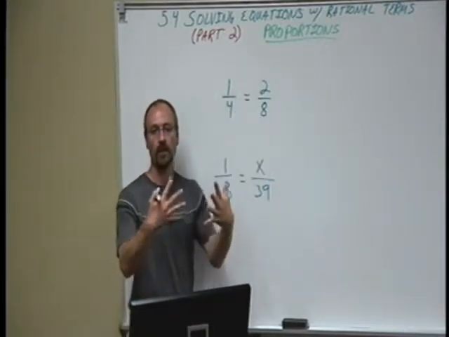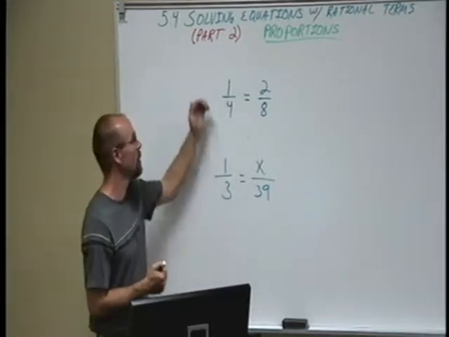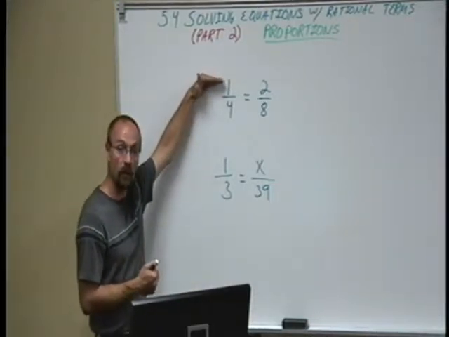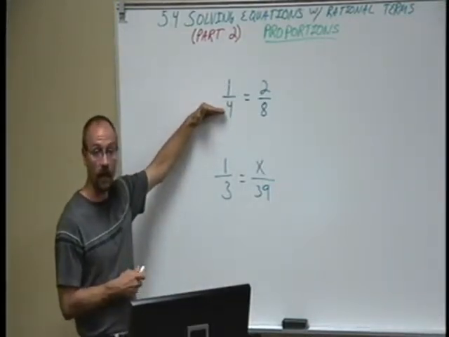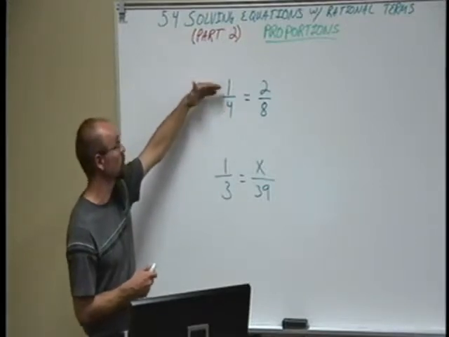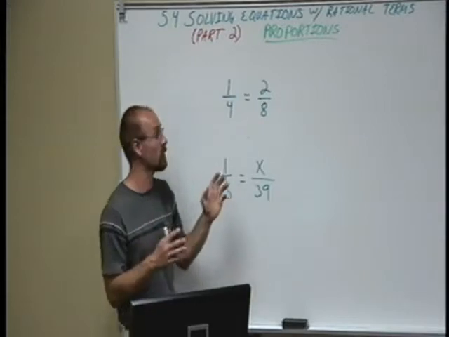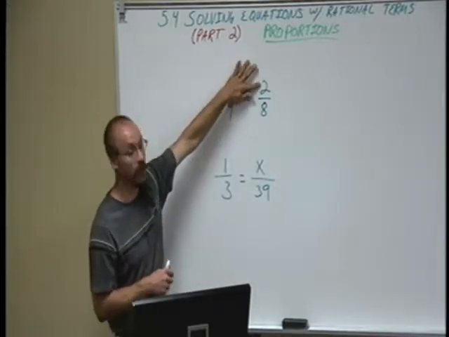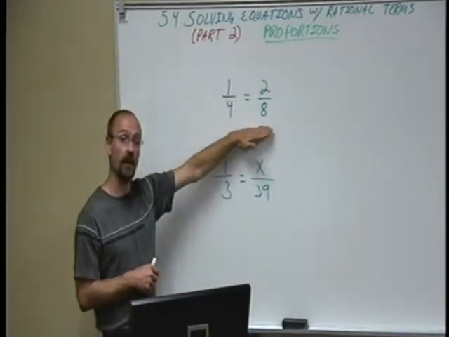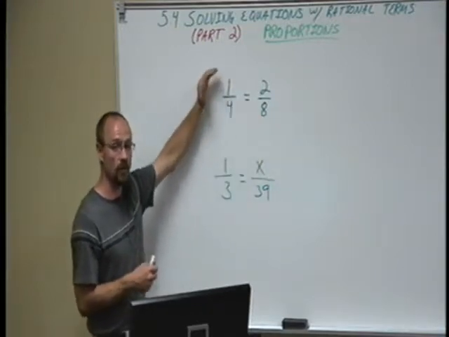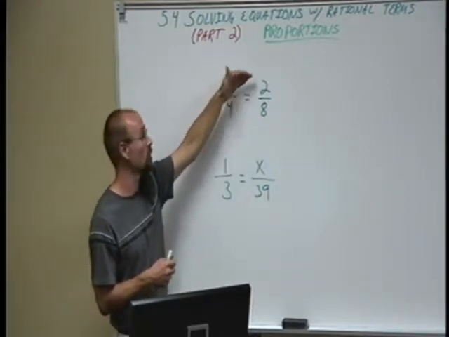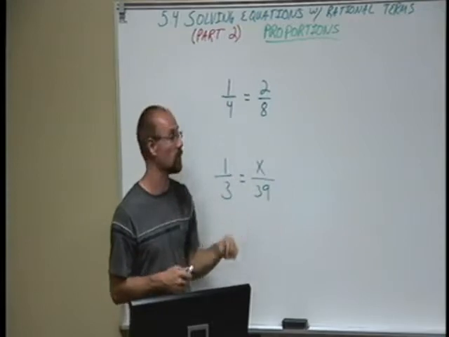Now, if we think about this in a real-world application, maybe we have one car, and for every one car, there are 4 tires. And we know that's a true statement. All cars have 4 tires, otherwise it's a tricycle or a motorbike or something else. So if we had 2 cars, we would then have 8 tires. So that's a true statement. For every one car, we have 4 tires, so for every 2 cars, we have 8 tires.